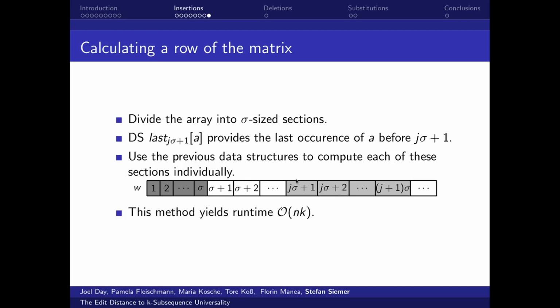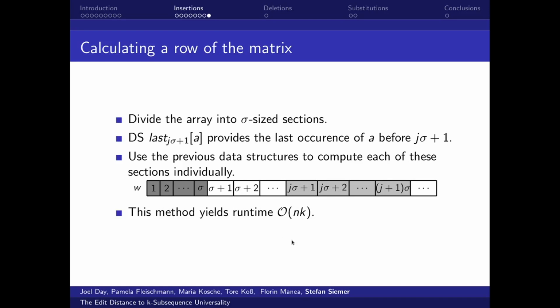And then we go step by step and go through the next sigma positions by always inserting it and retrieving the minimum, then inserting the next, retrieving the minimum, and so on. And since we have n divided by sigma chunks, and we can calculate for each chunk this sequence of operations in the data structure in amortized O of sigma time, this whole method amortizes to O of n times k.